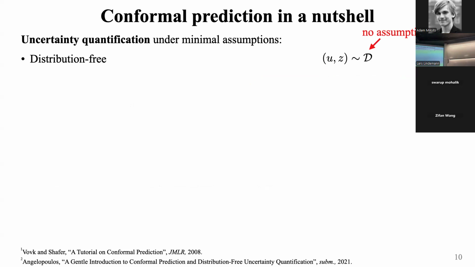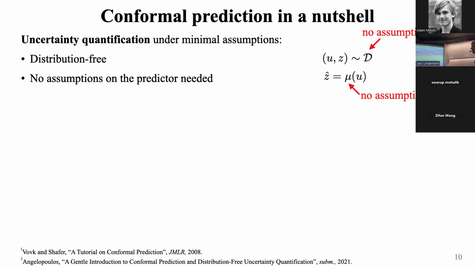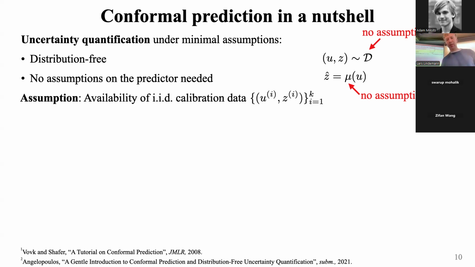where we have inputs U and outputs Z that are drawn from some distribution calligraphic D, then we don't need to make any assumption on this distribution calligraphic D. It could be Gaussian or it could be any funky distribution really that we may experience in the real world. And at the same time, we don't need to make any assumptions on a predictor that we're using. For instance, if we use a predictor mu that takes an input to predict an output Z hat, then this could be a neural network, but it could also be a support vector machine or something more classical like a Kalman filter, right? So it's kind of black box in that sense.